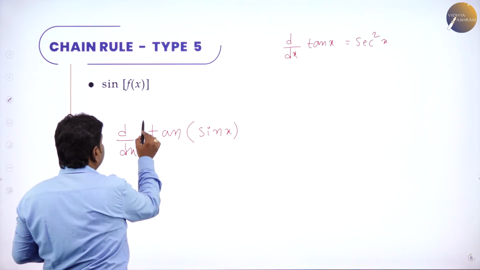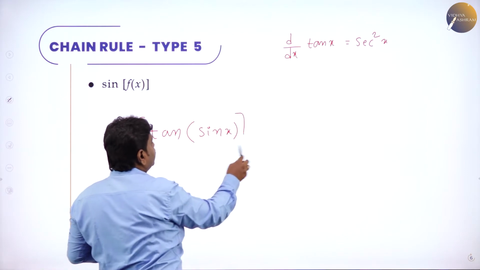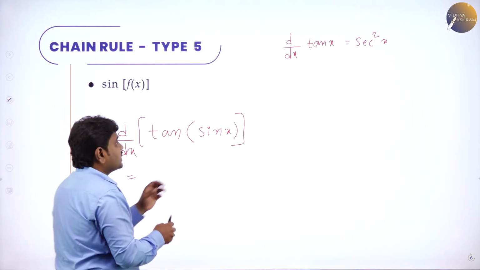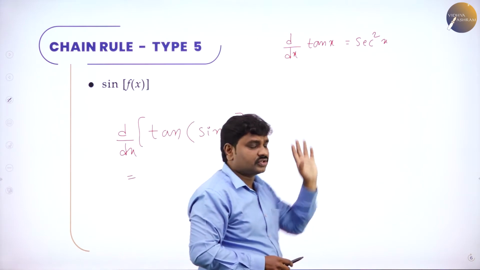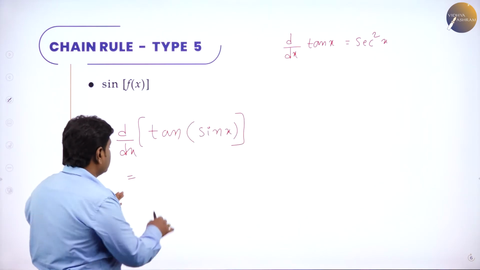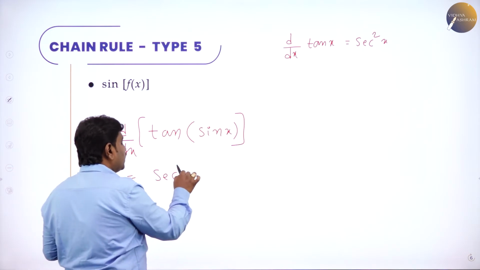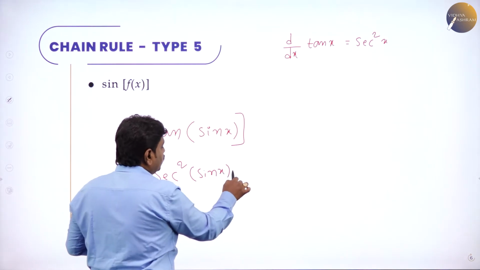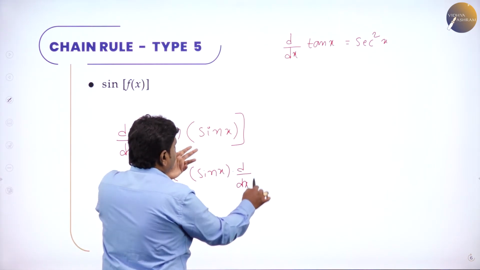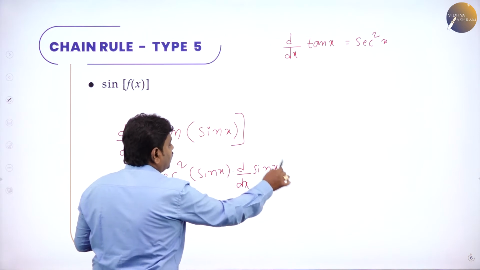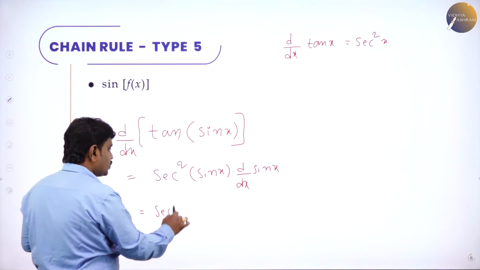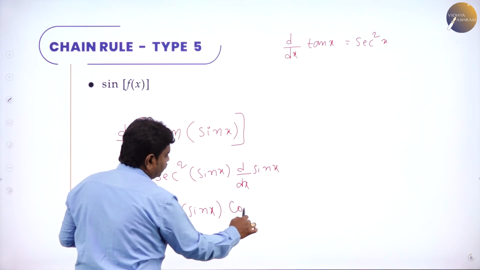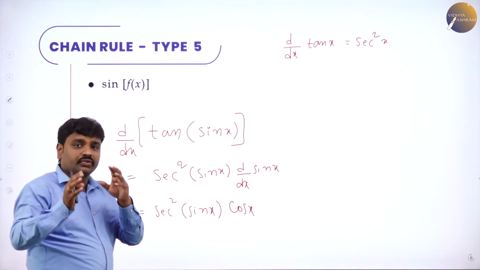So now if I ask you to find d by dx of tan of sine x. Now what is differentiation of tan? Secant square. So if it is tan x, I'll write secant square x. Now this is tan of sine x, so it will become secant square sine x into d by dx of the internal function. What is the internal function? Sine x. That will give you secant square sine x into the derivative of sine x, which is cos x. I hope all of you understood.